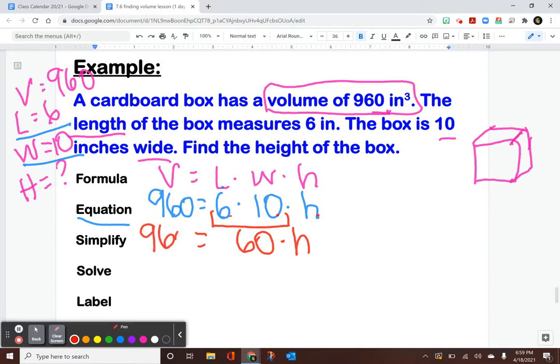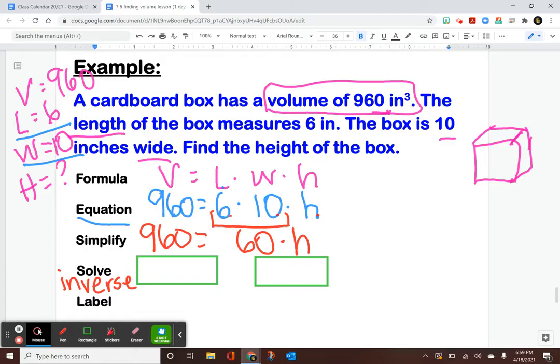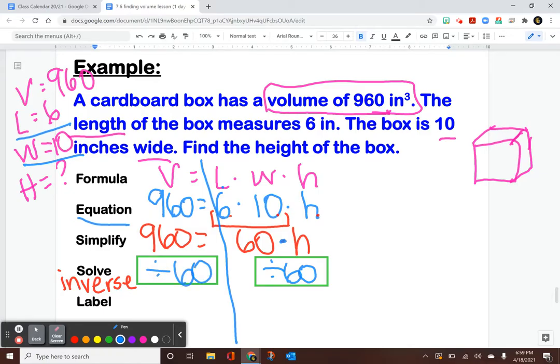And now I'm ready to solve with an inverse. So I'm going to find my variable, and I know my variable is the H height. I need to isolate that variable by doing the opposite math. So since originally I was multiplying by 60, now I'm going to divide by 60. And I'm going to show it on both sides of this equation to keep it balanced and equal. The 60s are opposites, so they cancel out, leaving me with the variable H for the height. And now I'm about to find my answer.